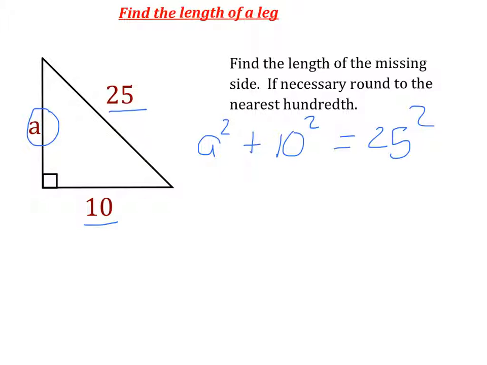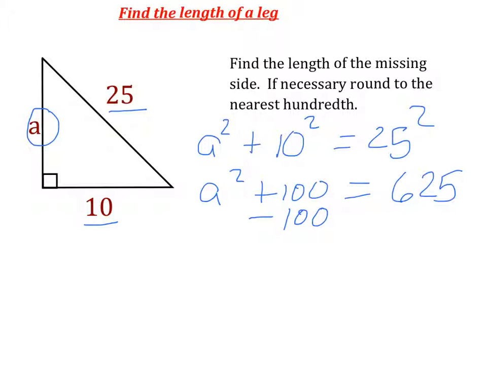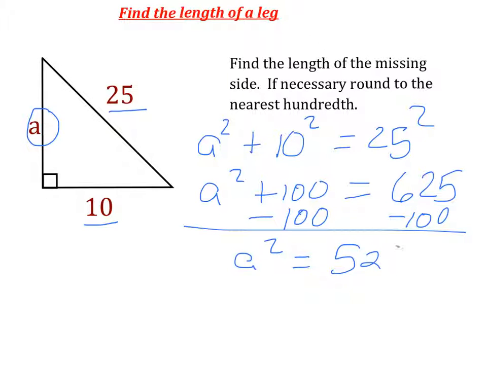So we're going to solve the equation a squared plus 100 equals 625. To solve for a, we need to subtract 100. Subtract 100, and we get a squared equals 525.